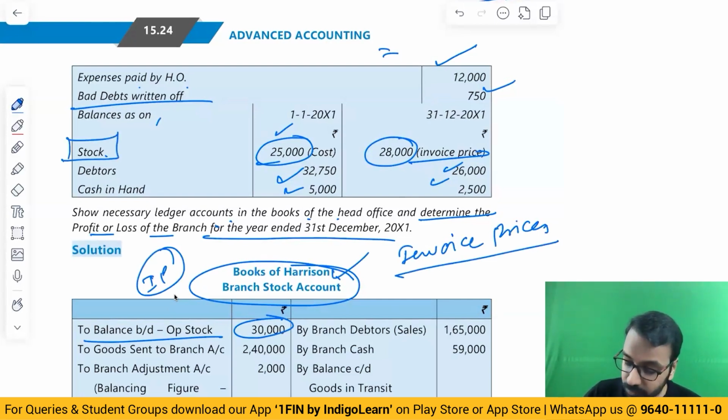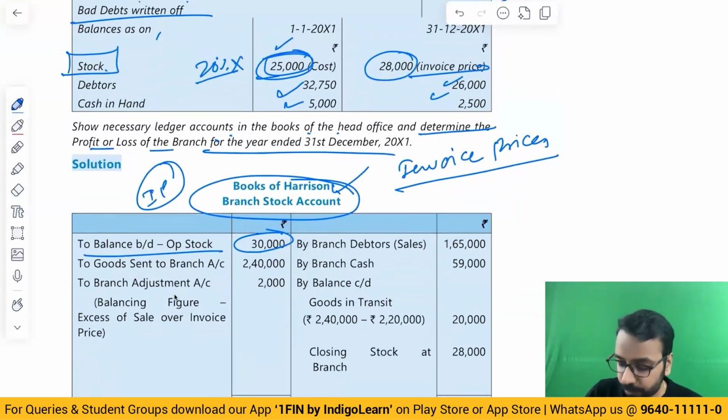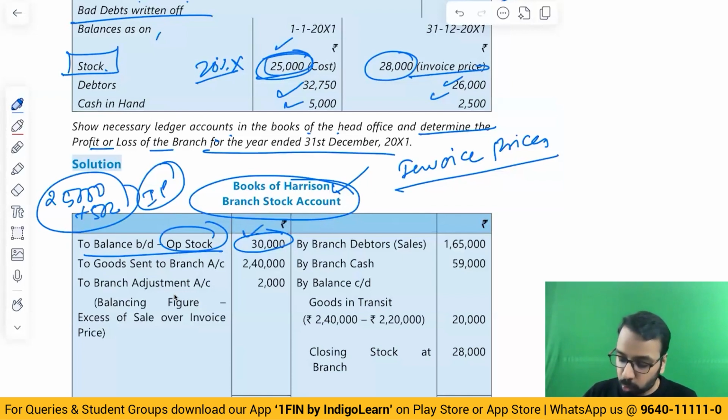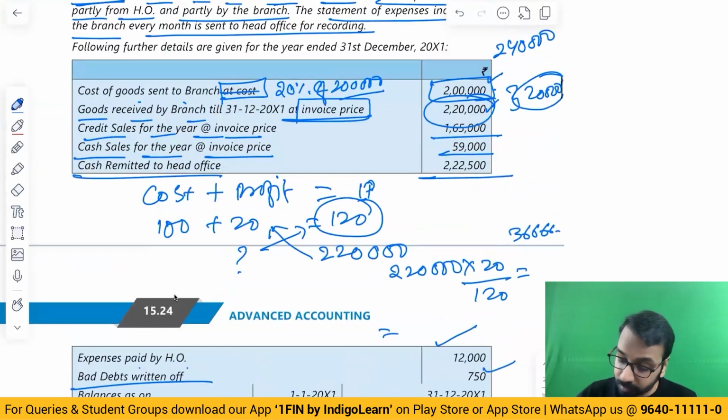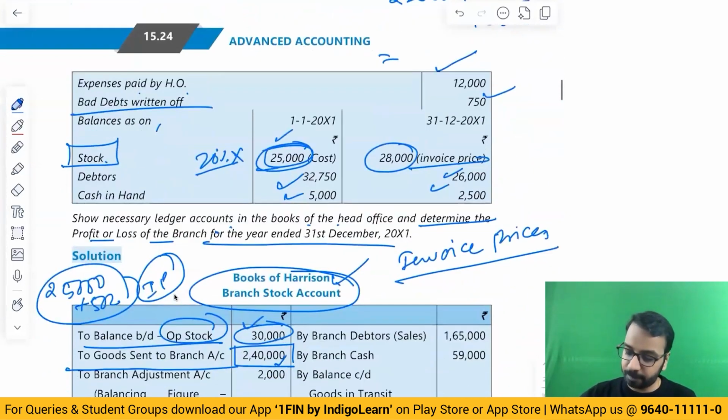Now, opening balance of stock is given at 25,000 cost. How much is the profit? Into 20%. So 5,000 is the profit. So opening stock will be valued at 25,000 plus 5,000, 30,000. Okay. Then goods sent to branch, 2,40,000. Now, what is this 2,40,000? It is the goods which have been sent at cost of 2 lakhs plus 20% is 40,000. So 2,40,000 is invoice price. We will consider invoice prices only.